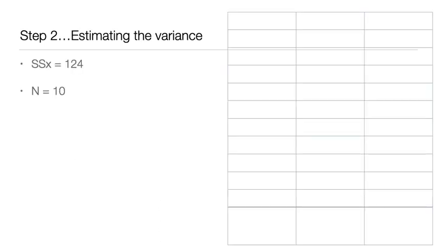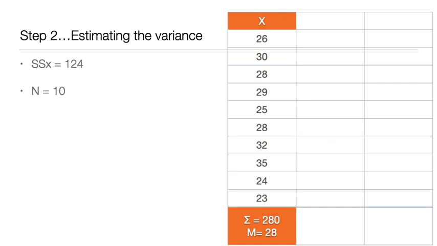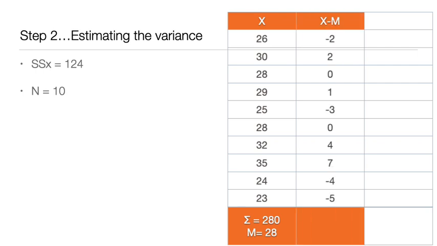So we had those sheriff response times here. For the new sheriff, we have a sum of 280 for those 10 scores and a mean of 28. To calculate that sum of squares, I will just take 26 minus 28. That will give me -2. 30 minus 28 will give me 2. 28 minus 28 will give me 0. 29 minus 28 will give me 1. 25 minus 28 will give me -3. 28 minus 28 is 0. 32 minus 28 is 4. 35 minus 28 is 7. 24 minus 28 is -4, and 23 minus 28 is -5.